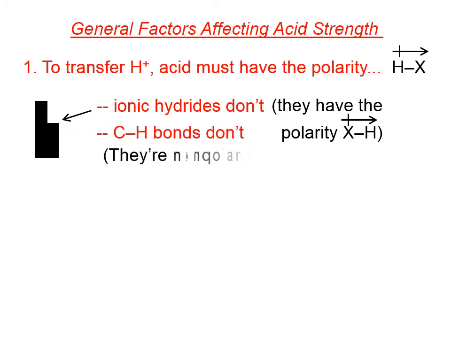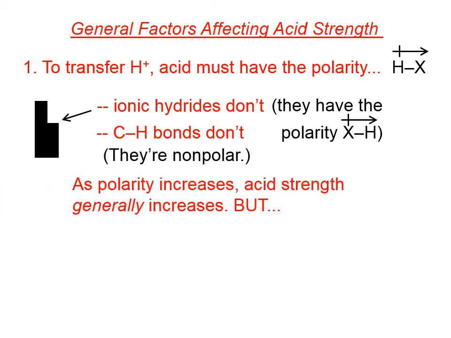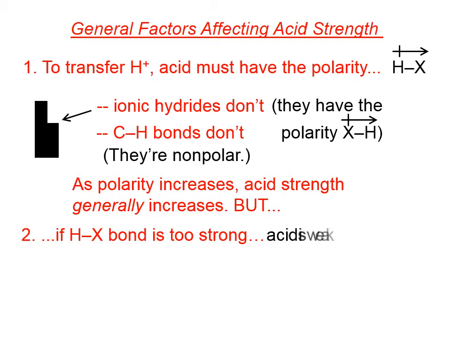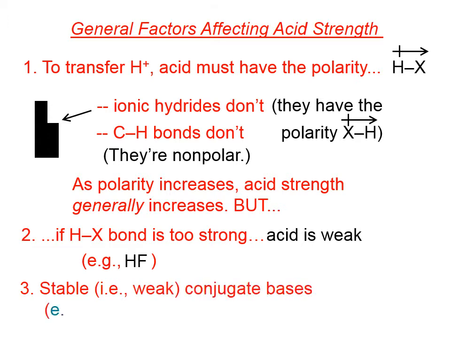Carbon-hydrogen bonds don't have that polarity, and that's because they are essentially nonpolar. As polarity increases, acid strength generally increases. But if the HX bond is too strong, then the acid is weak. For example, hydrogen fluoride makes for a relatively strong bond, and a strong bond means that the H's are unlikely to pop off, which means we have a weak acid.